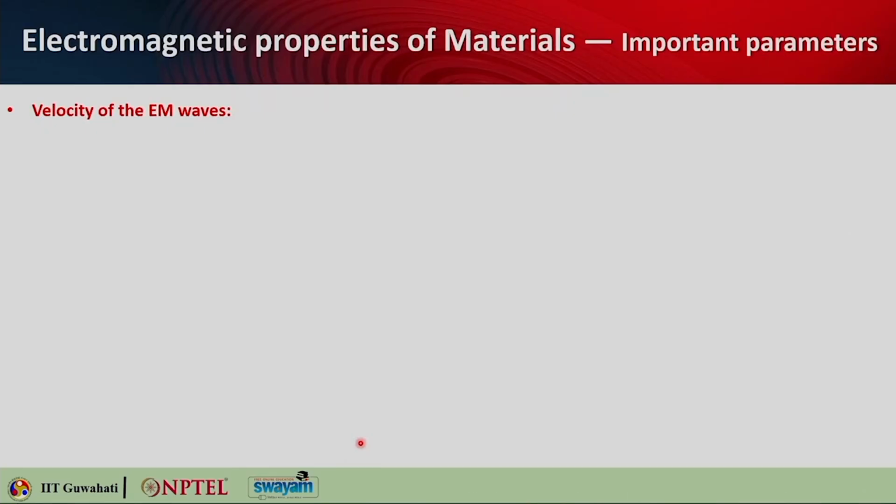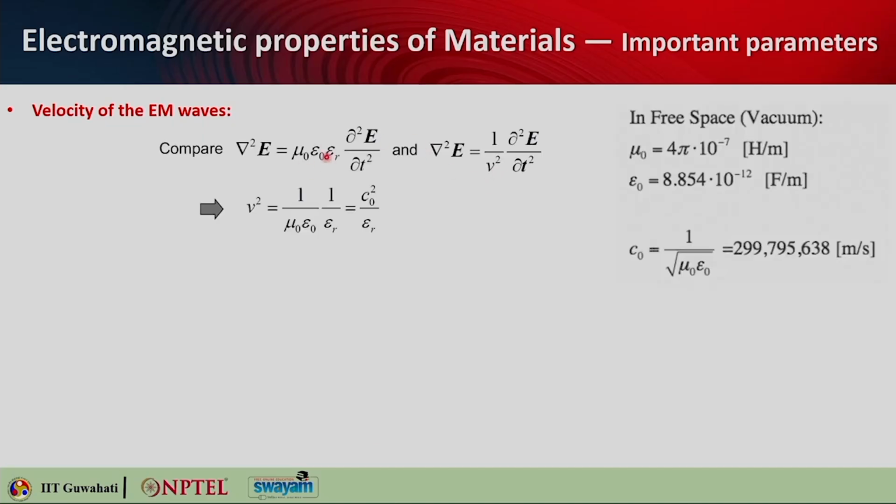Now let us try to find out the velocity of electromagnetic waves. To do that, we can go back and revisit the wave equation. So this was the wave equation we derived. And if you equate these two forms, you will see that this particular term, mu naught epsilon r, is basically equal to 1 over v square. So from that you can find out what v square is. V square is c naught square over epsilon r.